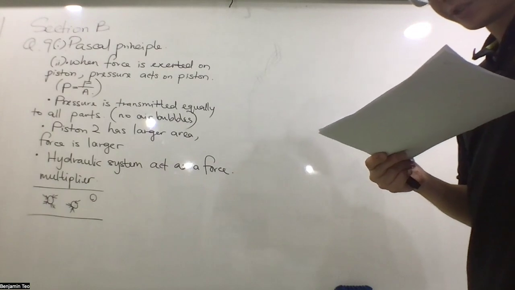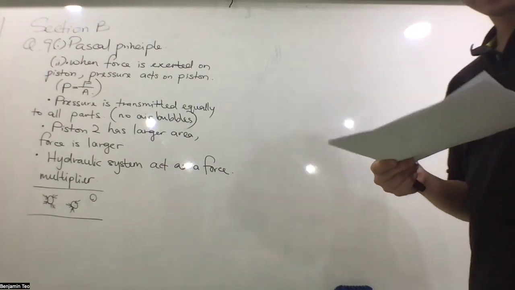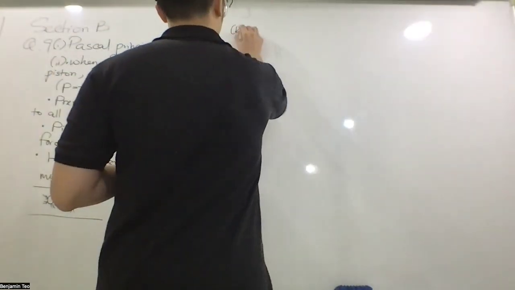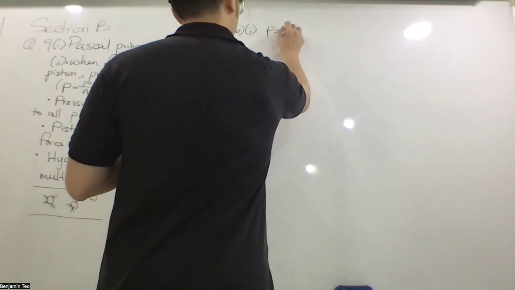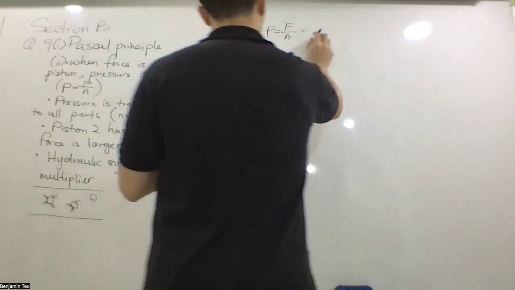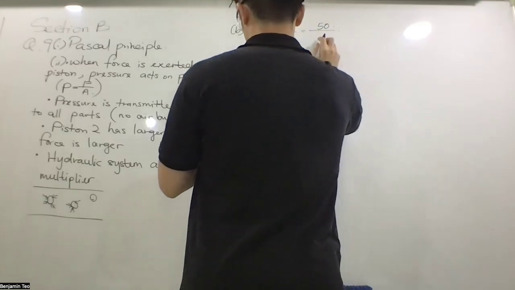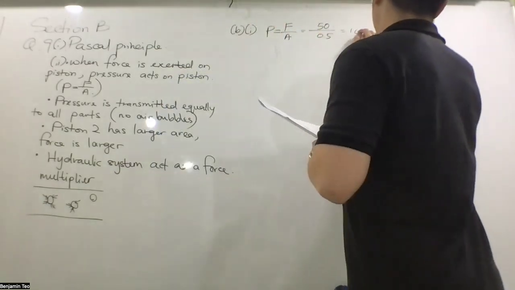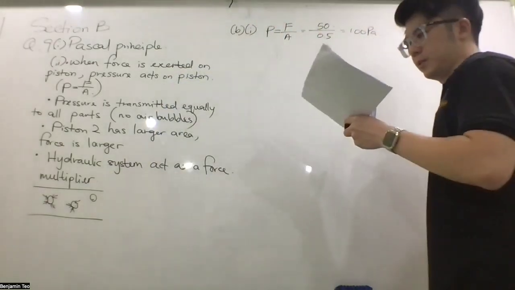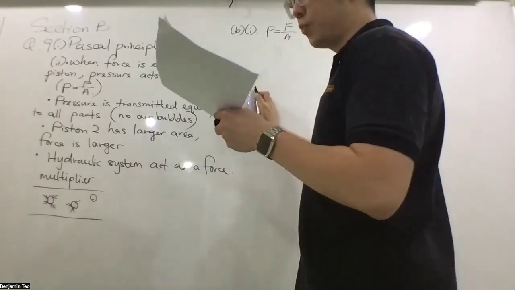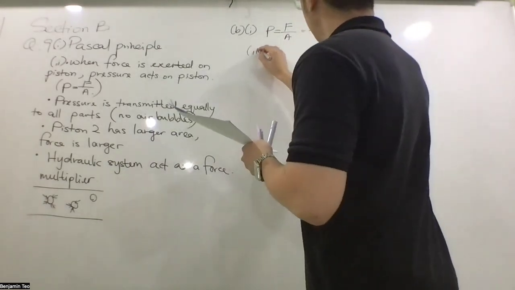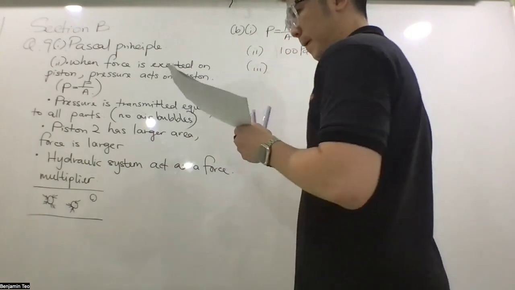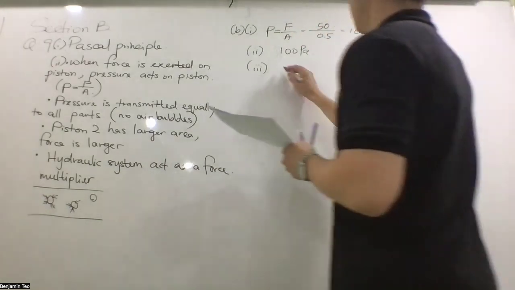B1, calculate the pressure on the input piston. And 50 divided by 0.5. 100 Pascal. Determine the pressure acting on output piston is the same. And calculate the force.